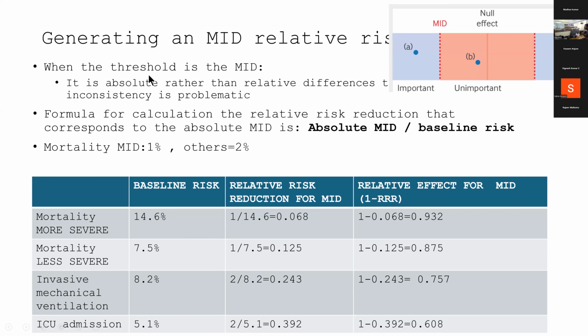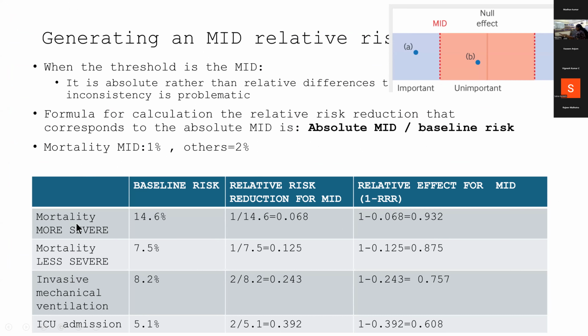Yeah, so let's look at how to generate an MID relative risk. Here, what MID have you taken for mortality? 1%. But that is the absolute effect. You have to convert that into a relative effect to actually put it into your forest plot. If you look at the formula for calculation, it is absolute MID divided by the baseline risk.